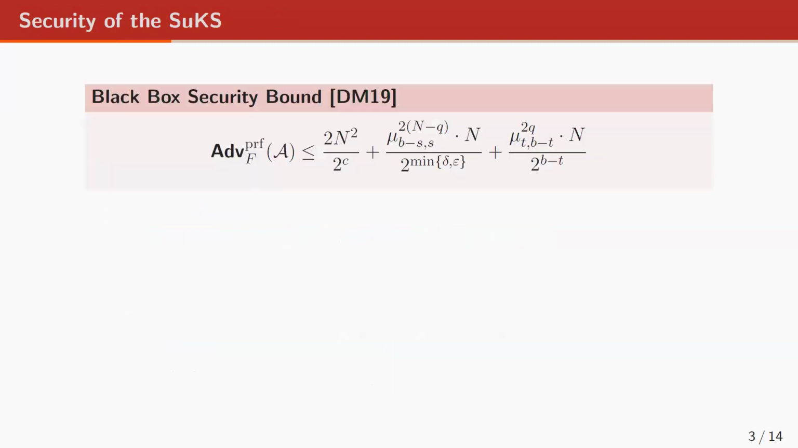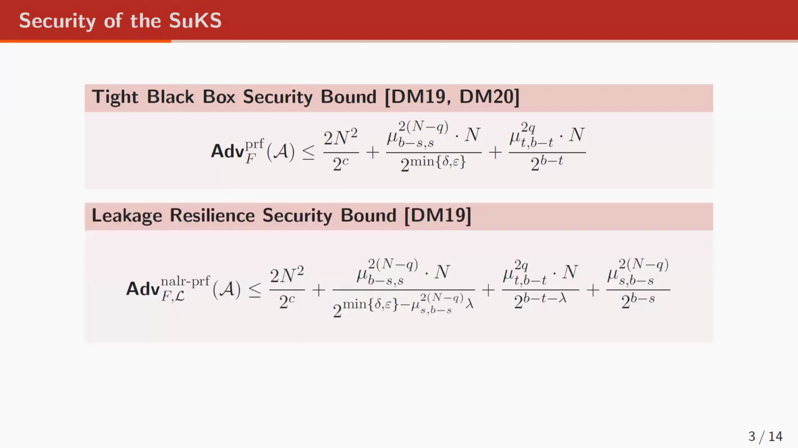Now we get back to the SUX and the security bounds for it. Dobraunig and Mennink gave a security bound in the black box security model, which you can see on the slide. It consists of 3 terms, and in some of them you see the multi-collision limit function, which we saw on the previous slide. They have also proven that this bound is tight, which means that for each term in the bound, there exists an attack that matches the complexity of this term. They have also given a bound on the security of the SUX in the leakage resilience security model, but they have not investigated whether this bound is tight.